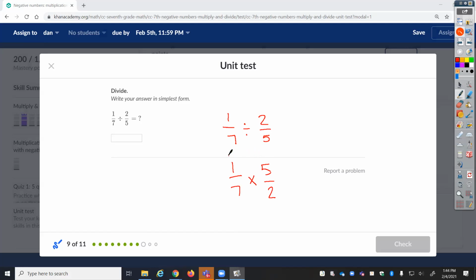Multiply at the top. Multiply across. So what's 5 times 1? 5. And what is 7 times 2? 14. That is your final answer.